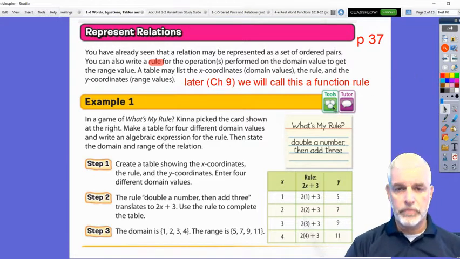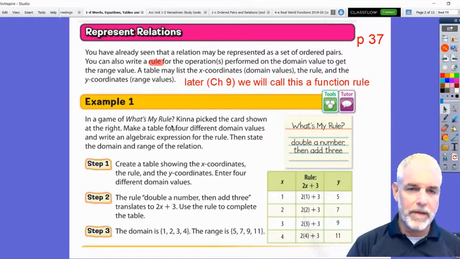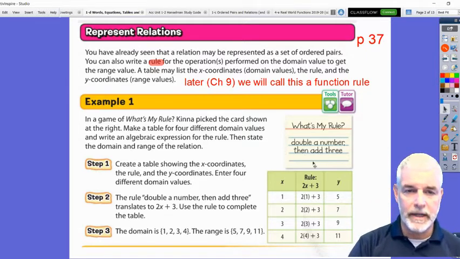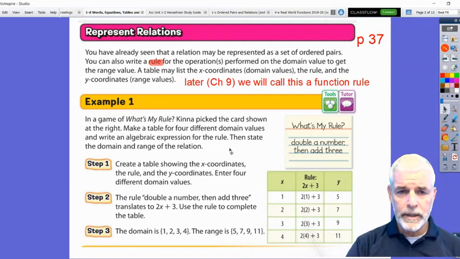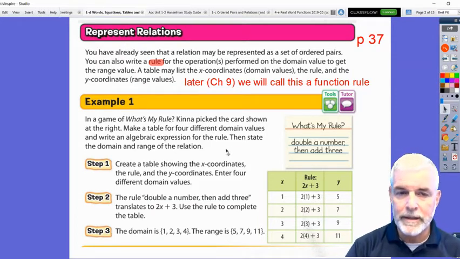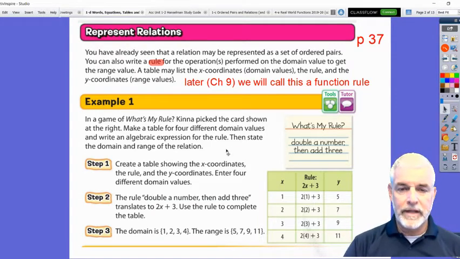So the first one here is they're playing, of course, this popular game, What's My Rule? What's my rule? Double a number, then add 3. So there's words that you need to translate to an equation, okay? So that's what they ask you to do. Make a table with 4 different values in the domain, and then write an expression, which you can write as an expression or an equation, depending on whether you put the y equals in there or not. And then state the domain and the range.